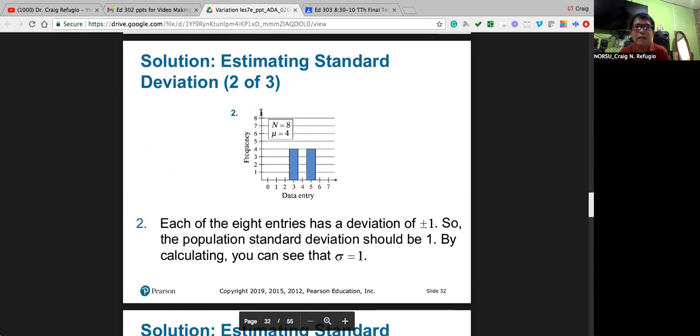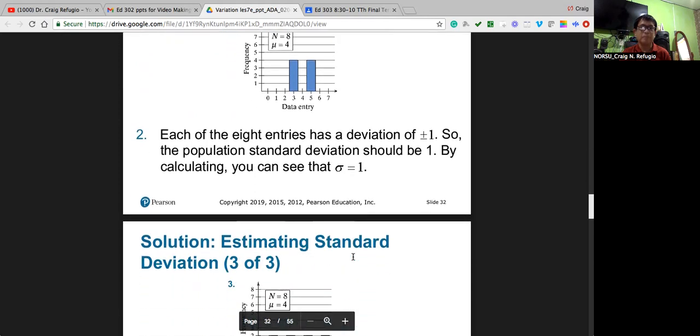Looking at this example, we have this graph: the frequency for 3 is 4, and the frequency for 5 is 4 also. That means there are 4 threes and 4 fives in the data set. So each of the 8 entries has a deviation of plus or minus 1. So the population standard deviation should be 1. By calculating, you can see that sigma is equal to 1 also.